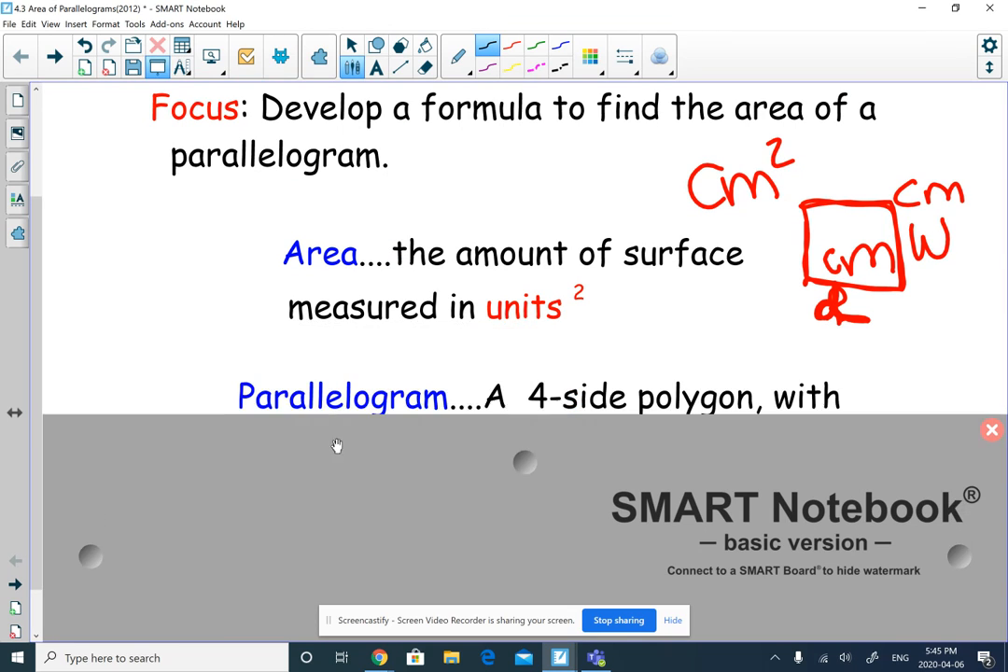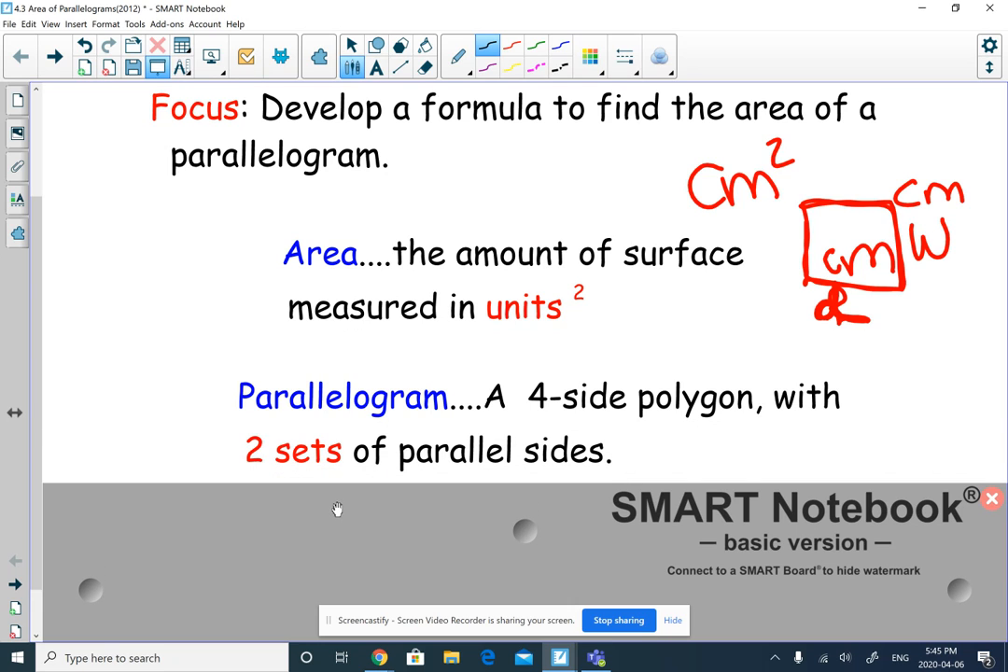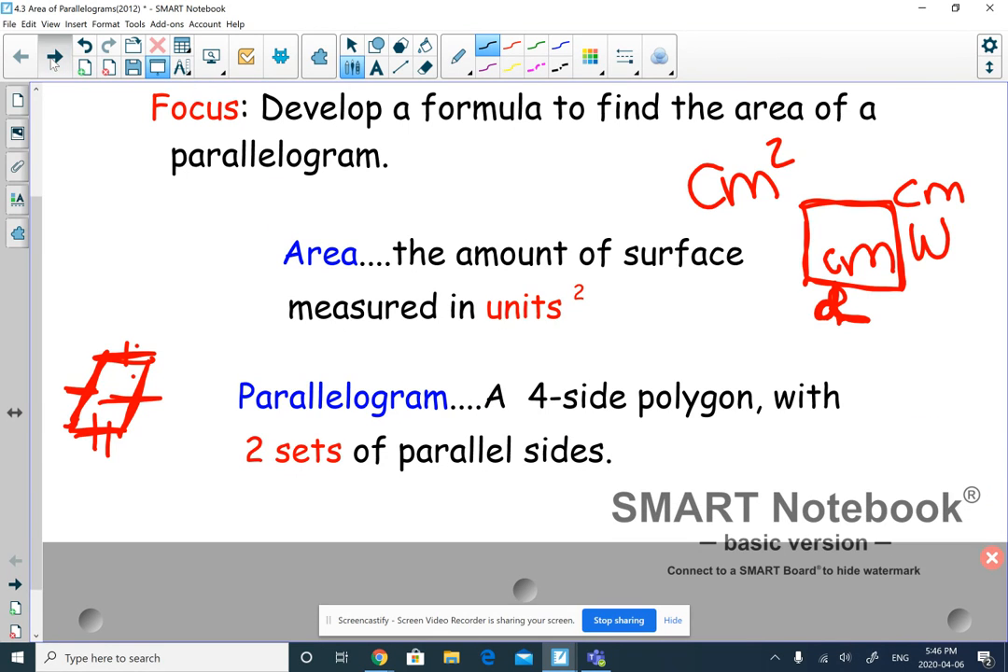So what's a parallelogram exactly? A parallelogram is a four-sided polygon with two sets of parallel sides. So what that means is it has two sets of parallel lines. Okay. And so these two lengths would be the same. These two lengths would be the same. So it has two sets of parallel sides.